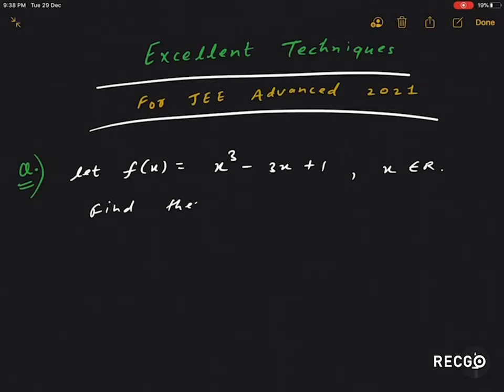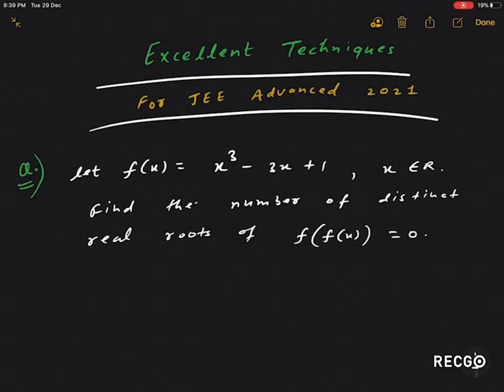Let f of x is equal to x cube minus 3x plus 1, where x is a real number. We have to find the number of distinct real roots of f of x is equal to 0.